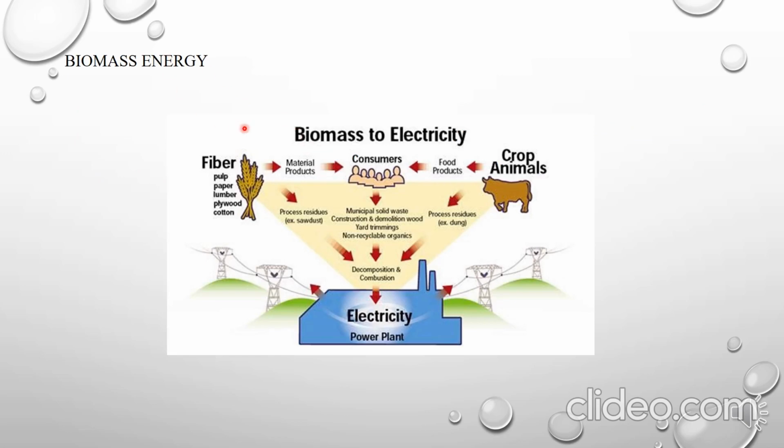This is the biomass energy. There is a fiber, there is a consumer, such as a cow, and the cow produces waste, and the waste will go through decomposition and combustion, and electricity is produced from the power plant.